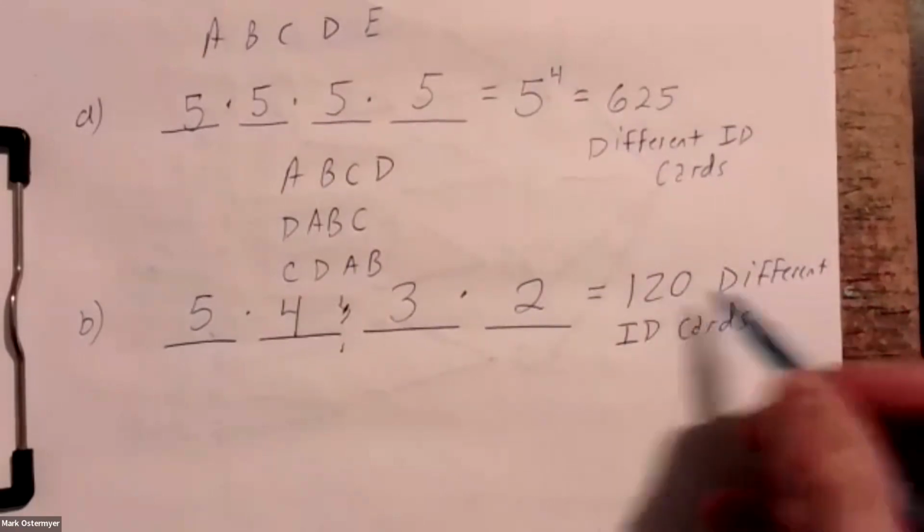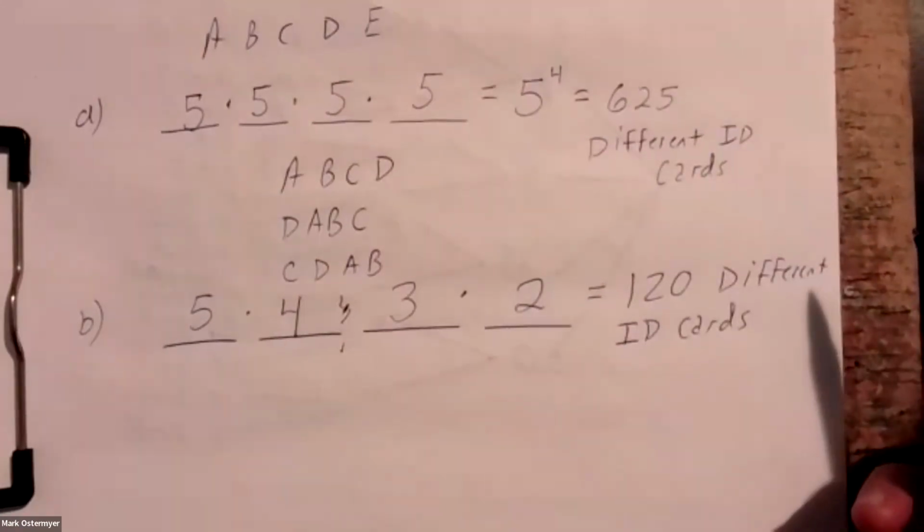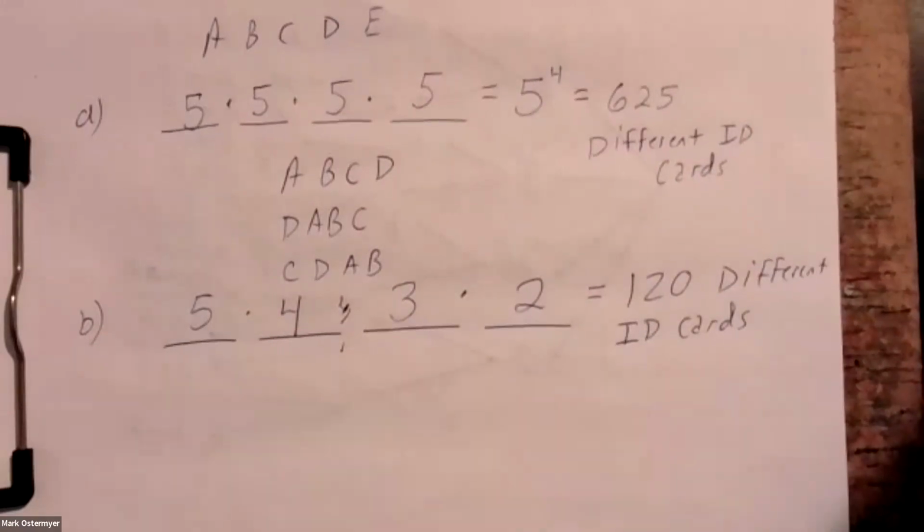Only 120 compared to 625. And again, trying to enumerate even 120 would be very, very difficult and time consuming. All right, is this making sense so far? The fundamental principle of counting.